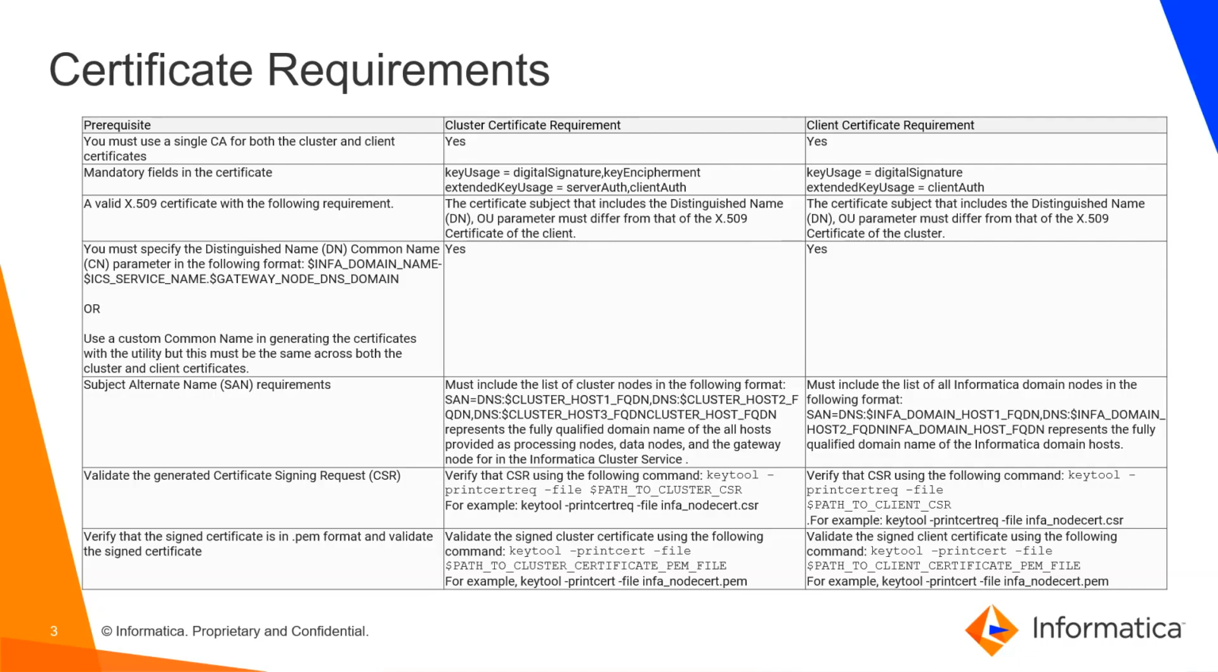On the other hand, for the client certificate, I'm going to be providing the fully qualified domain name of the host that is going to be running the catalog service, which will be my Informatica domain machine, and also the fully qualified domain name for each of the 3 cluster nodes. So in total for the client certificate, I'm going to have 4 hosts specified on the SAN.